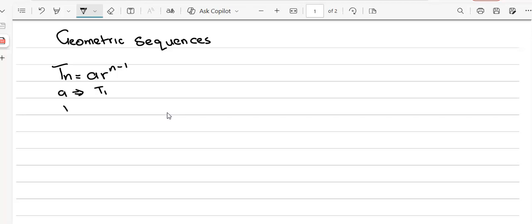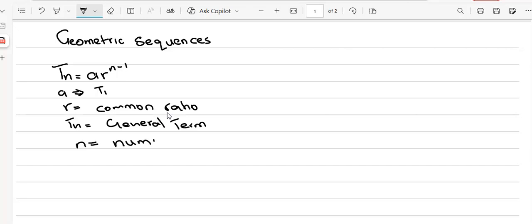Then we have r, and this r is your common ratio. Now the Tn that you see is your general term. We also have the value of n, which will be the number of terms. Okay, all good.